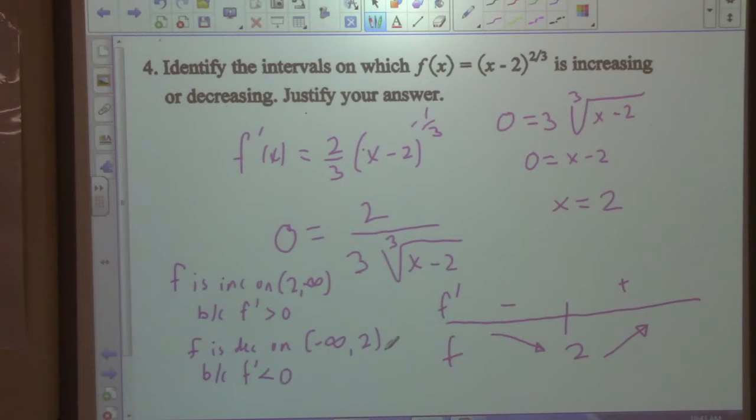This is a good type of problem to have on a test, I think. Oh yeah, that'd be great. I don't know if I'll have it on a test, but something like that would be pretty good.